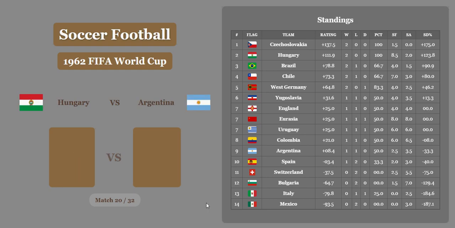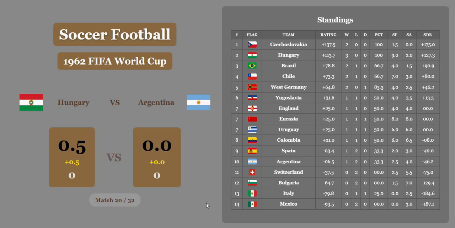Hungary versus Argentina. Argentina looking terrible so far. Oh, it's a draw, but I think Hungary might get a half goal here. Let's find out. They do, and Hungary squeaks by with a very important, vital win. And they're in 2nd.